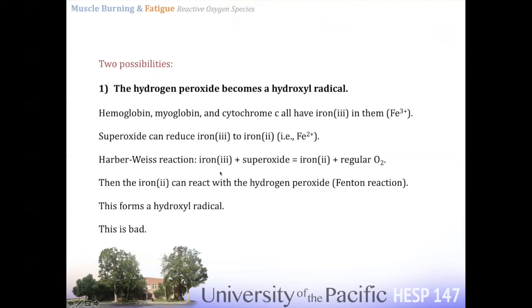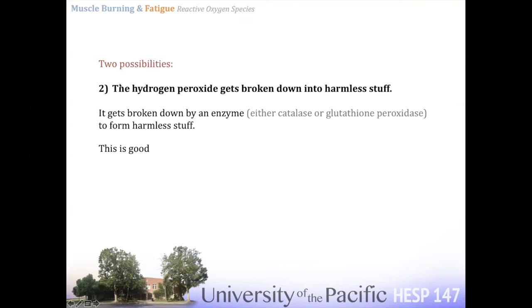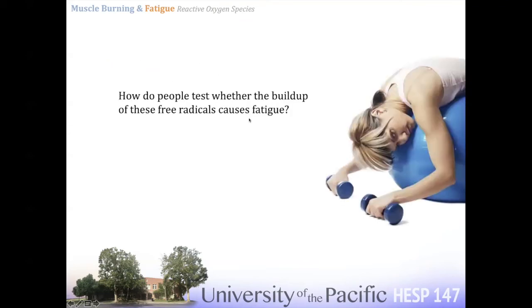So there's a couple of fates of creating all of these things, and it doesn't really matter. Hydrogen peroxide, hopefully you convert it into that and break it down into harmless stuff. But the idea is, during intense exercise, it's UPS on December 20th.